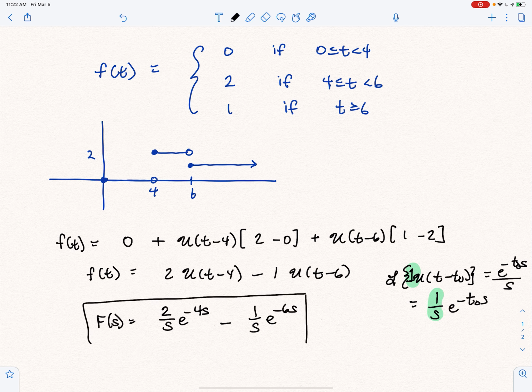Now this is a much simpler example because we're dealing with constant functions. In the coming videos, we'll look at what happens when we take the transform of a shifted function and how we deal with it if the shift doesn't match the unit step. So a lot of other stuff coming.